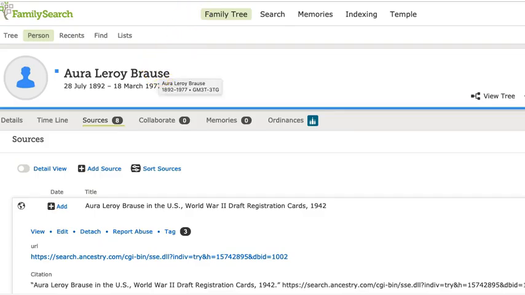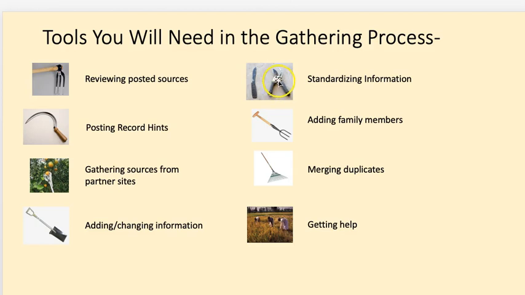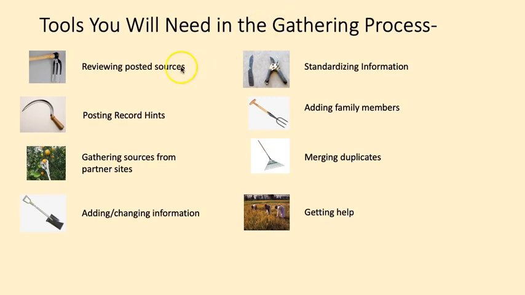Now I'm going to go back to our tools that we talked about, and what we need to remember is I demonstrated how to use posted sources and showed you that we picked up birthplace, and we picked up a daughter in those posted sources. With the record hints, we were able to improve the birth date. We were able to prove the birth date from partner sites when we went to Ancestry. We experienced adding and changing information, and we standardized information. We added a family member with that daughter.